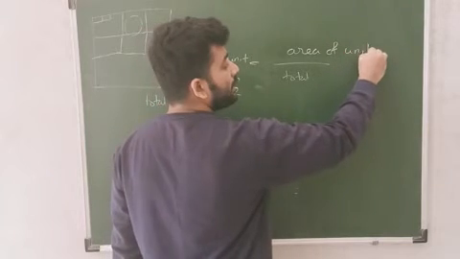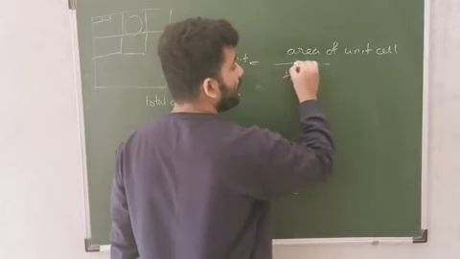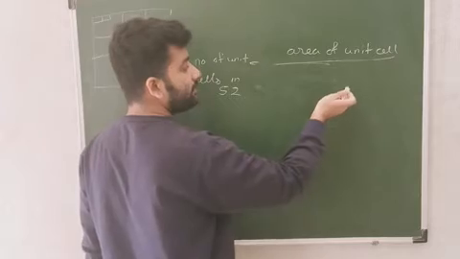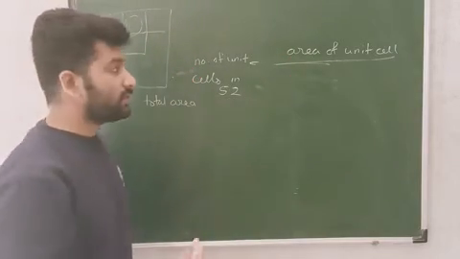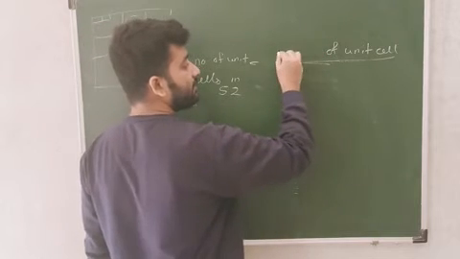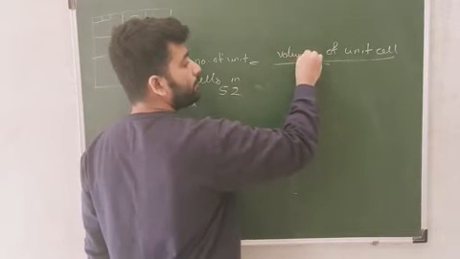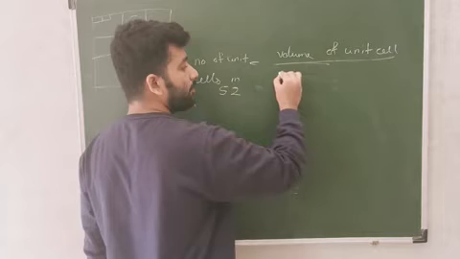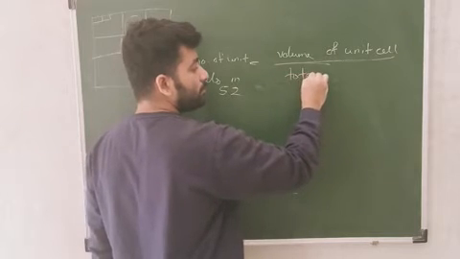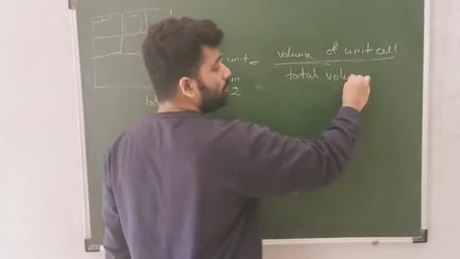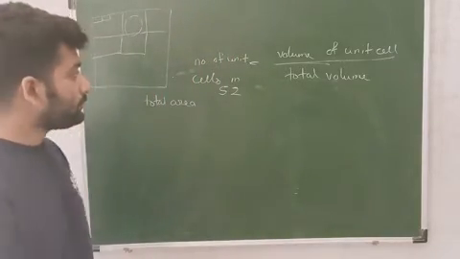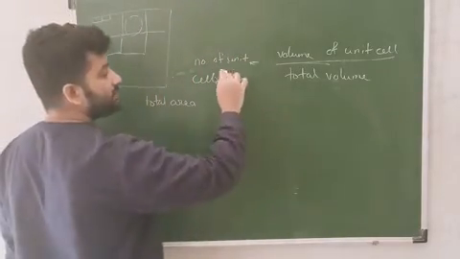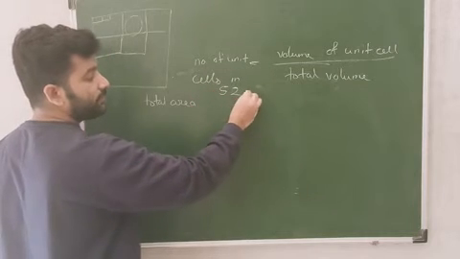We will need what? Area of unit cell upon total area. Here it is area because it is 2 dimension. Now when we are seeing 3 dimension, instead of area we will write what? Volume. So volume of unit cell upon total volume, or volume of 52 grams. Is this clear? So based on this concept, we will get the number of unit cells in 52 grams.